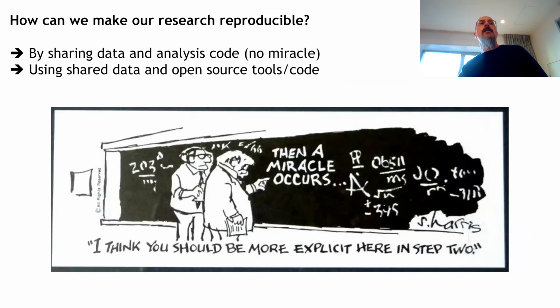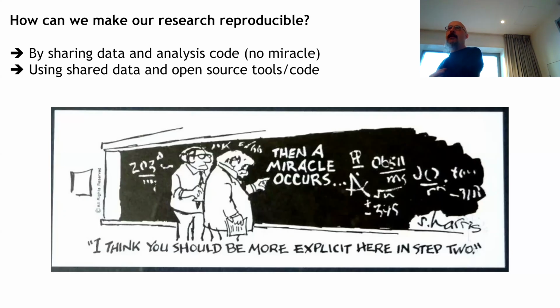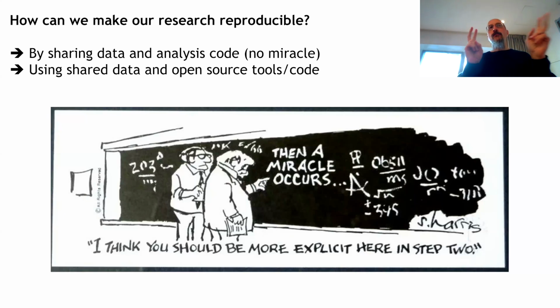Okay. And so, yeah, how can we make research reproducible? There are two sides. You can share data and analysis code. When you conduct analysis, you can share your data, and like that, people can use them and reproduce. And also you can share data and open source tools. There are two things, data and tools. I will come back to that.